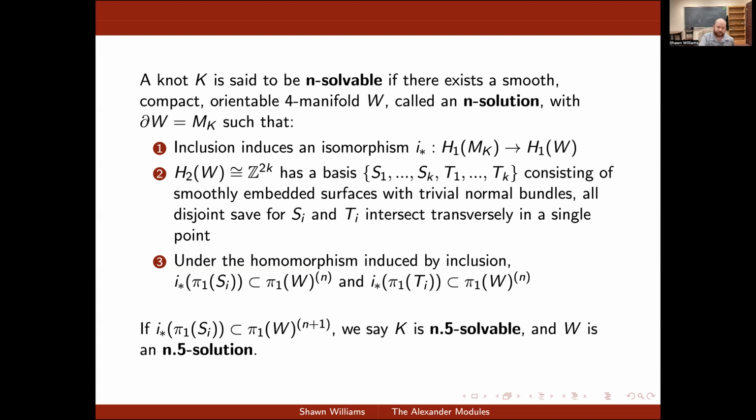For half-integer solvability, remember the Fox-Milnor condition holds for 0.5-solvability. To get that, we just push the fundamental group of half of our surfaces. So take, for example, the S_i, and we require them to be in the (n+1) derived series.